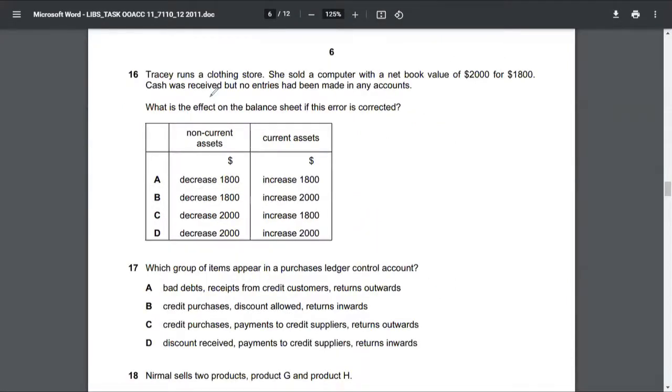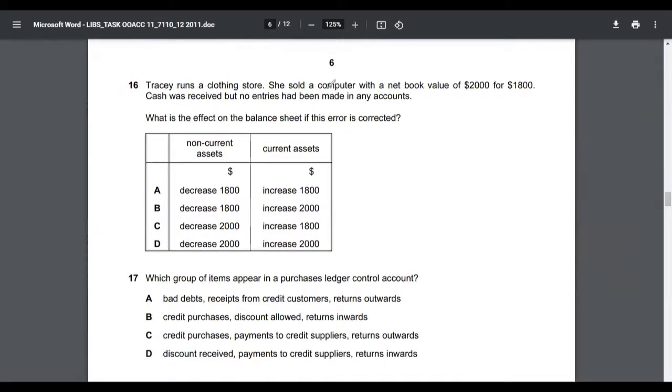Multiple choice 16. Tracy runs a clothing store. She sold a computer with a net book value of $2,000 for $1,800. So the computer had a net book value of $2,000 and the cash received from the sale was $1,800. Cash was received, but no entries had been made in any account. What is the effect on the balance sheet if the error is to be corrected?